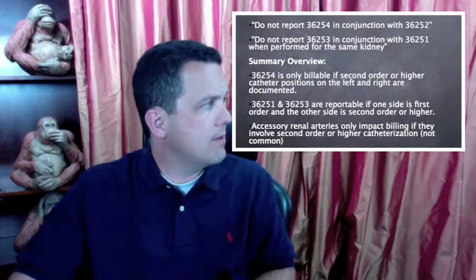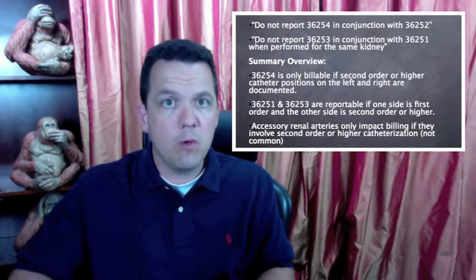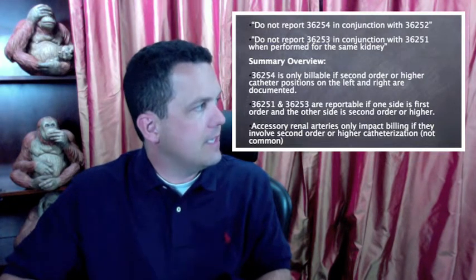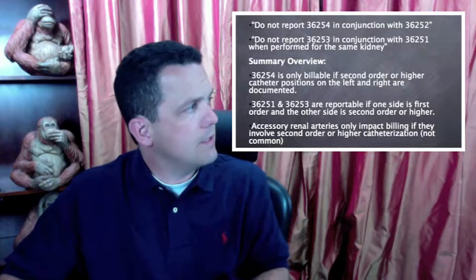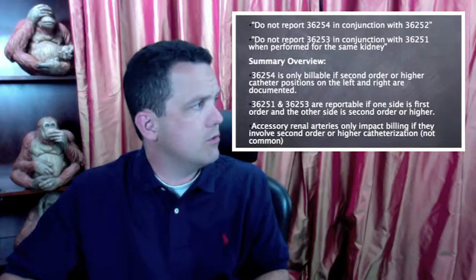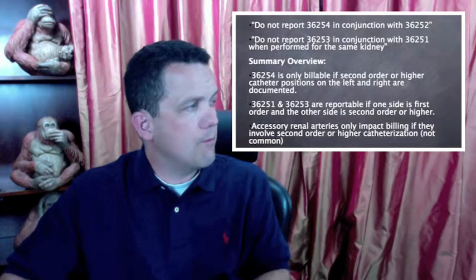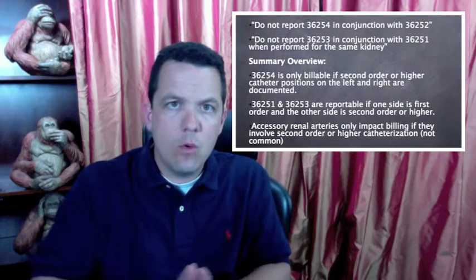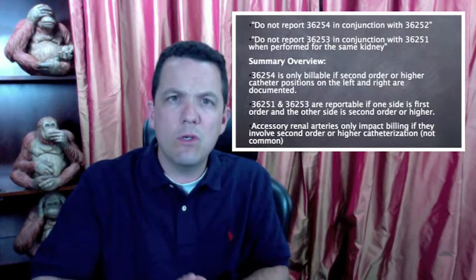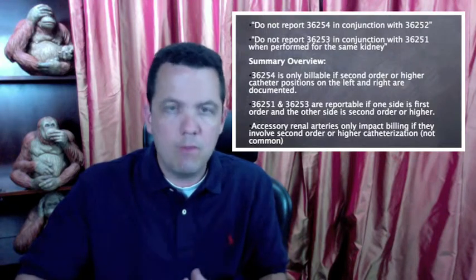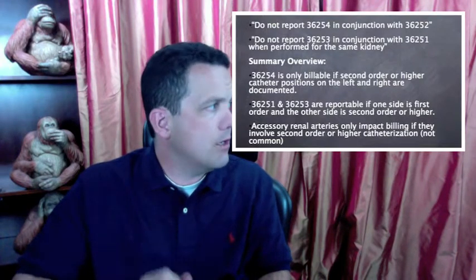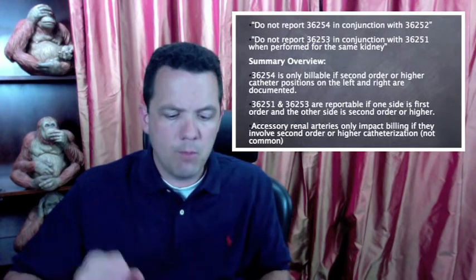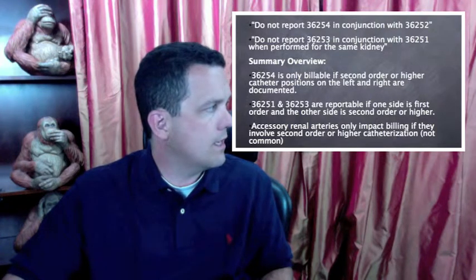And the only time that we'll be able to bill for the 36254 is really if we go into a second order on both the right and the left side of the patient's body. The second instruction that CPT gives us is to not report 36253 in conjunction with 36251 when performed for the same kidney. And of course, that just means if we're only looking on the right side or on the left side, it's either going to be a first order or a second order cath placement. We're not going to bill them both on the same side of the body. We could, of course, bill 36253 on the right and 36251 on the left, however. But if they're both in the same renal artery, we would only bill one or the other.